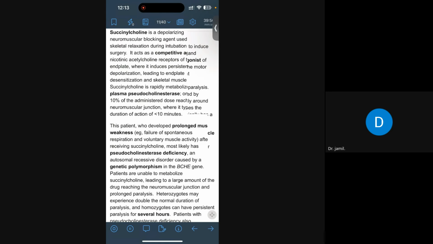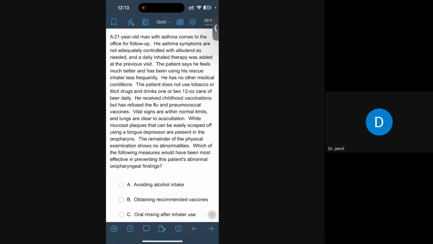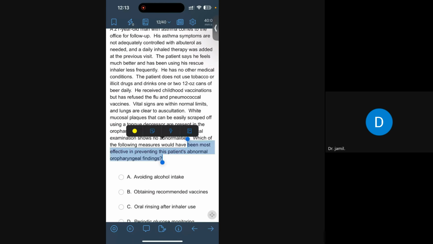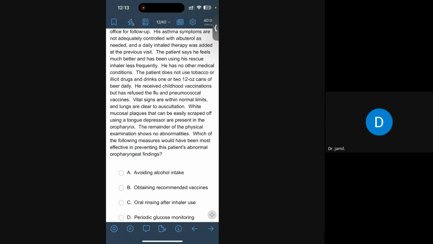Let's move on to the next one. Which of the following measures would have been effective? Don't judge yourself if you get the previous question wrong, because you haven't studied that question right now. You are studying pulmonology now, and that question is mentioned in the neurology section.